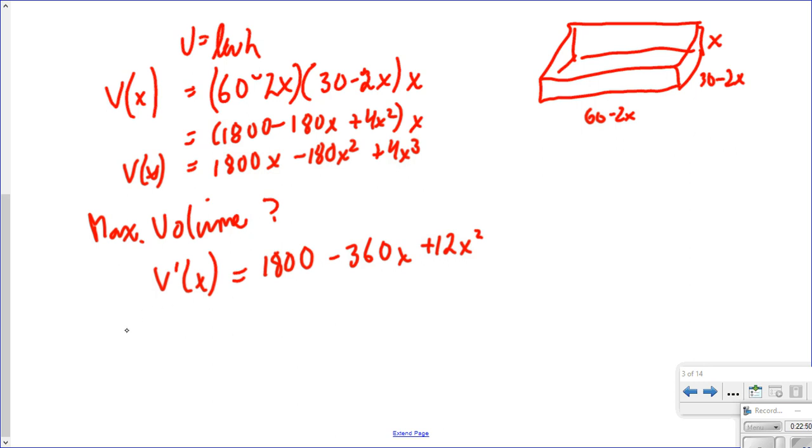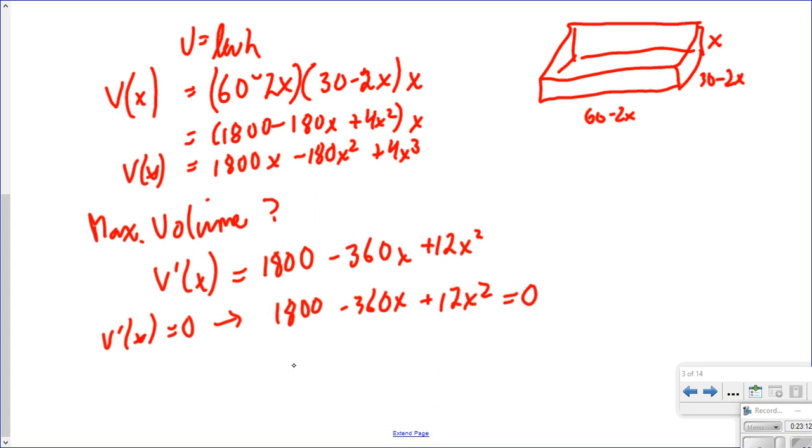Now I've got to set that equal to 0 and solve for x. Sure I can. Let's take a greatest common factor out. I think I can take 12 out of everything. If I take 12 out, I'm left with 150 minus 30x plus x squared equals 0. I can divide both sides by 12, so that greatest common factor cancels.